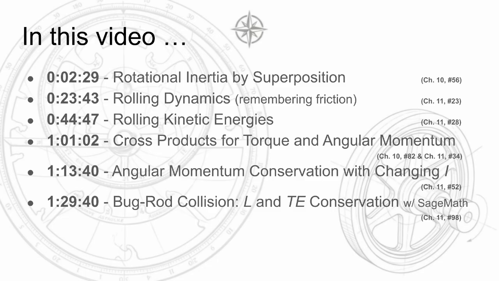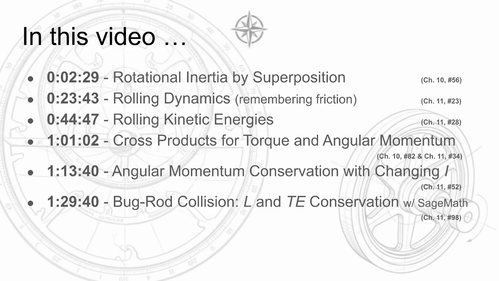First, a way to extend the pre-derived rotational inertia formulas: rotational inertia by superposition, working out Chapter 10, Problem 56. Then we get started with dynamics, rolling dynamics, remembering friction, working out Chapter 11, Problem 23. And next, rolling kinetic energies, working out Chapter 11, Problem 28.